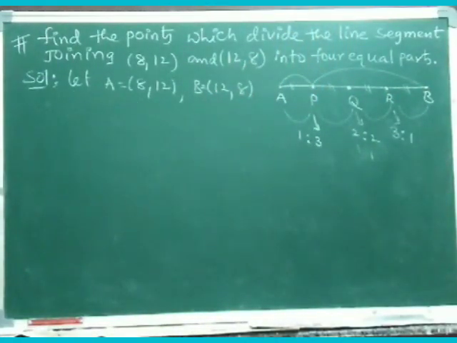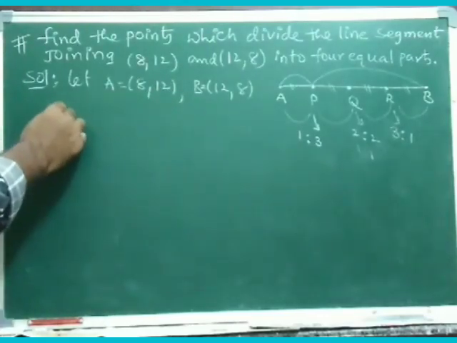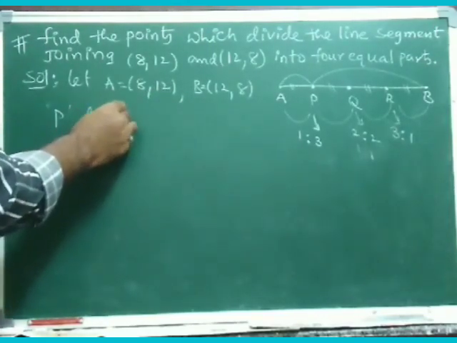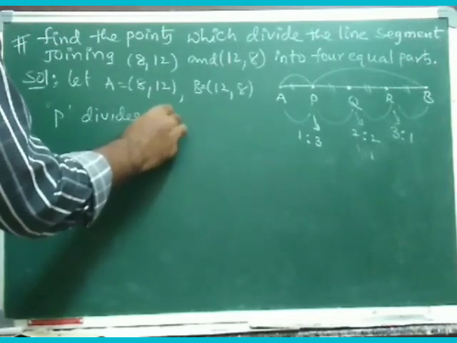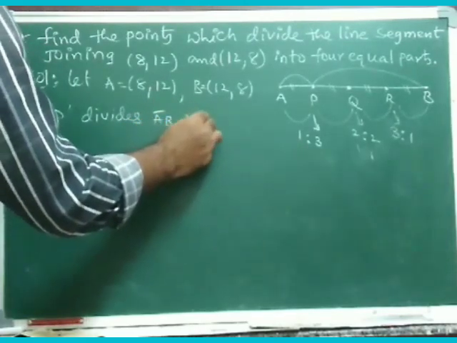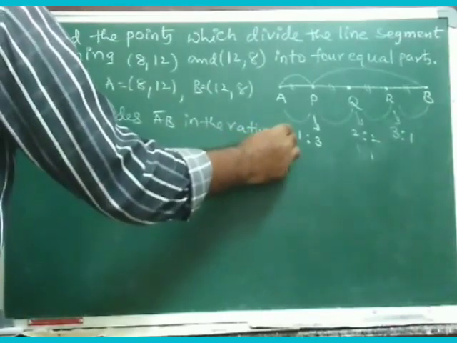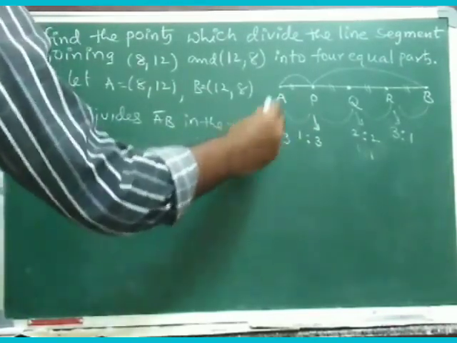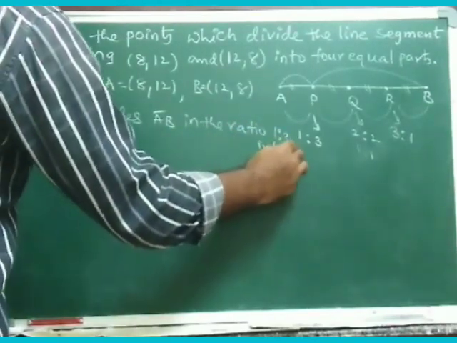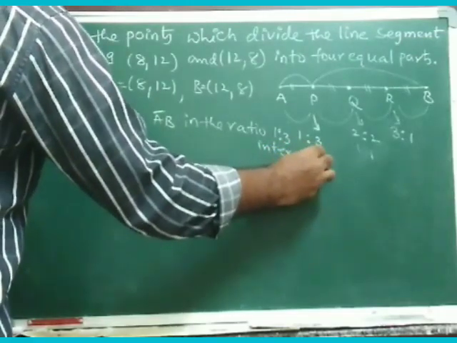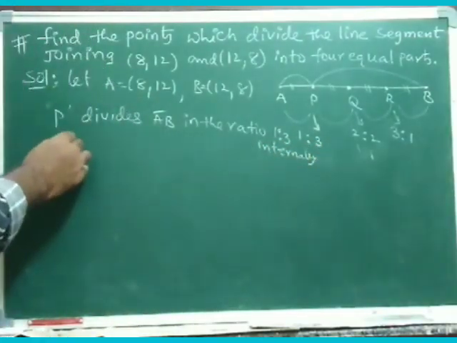Now finally we need to apply the section formula. Method 1 is the section formula. To find P, write that P divides AB bar in the ratio 1:3 internally. Please mention this, it is also very, very important: internally. Therefore try to find out what is P.